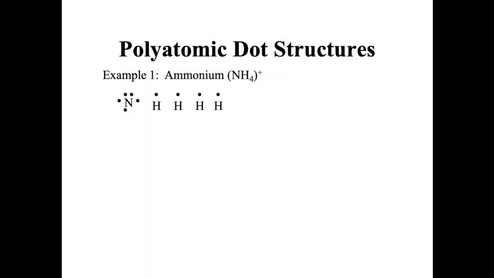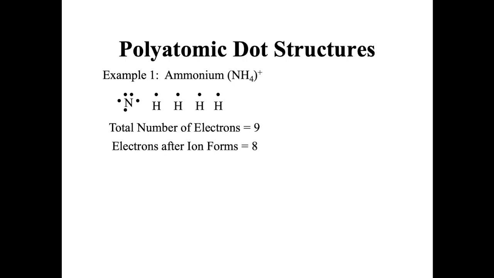Now let's talk about how to make dot structures for polyatomic ions. And this is again where it becomes very important to keep track of your total number of electrons. So if we look here, with a nitrogen and 4 hydrogens, you have a total number of 9 electrons. However, because ammonium has a positive 1 charge, that means it's lost one of its electrons. So our final dot structure should just contain 8 electrons.